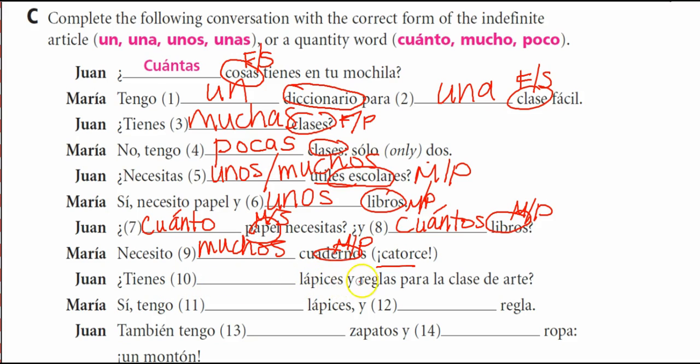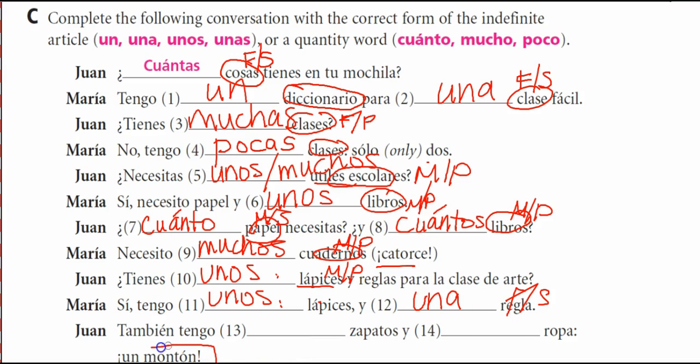Tienes lápices y reglas para la clase de arte. Do you have pencils and rulers? For a group of things here, we're going to go masculine plural. I would say either unos or muchos would work. Yes, I have pencils. I think muchos would probably work in either of these. But with ruler, which is feminine singular, only una is going to work, a ruler.